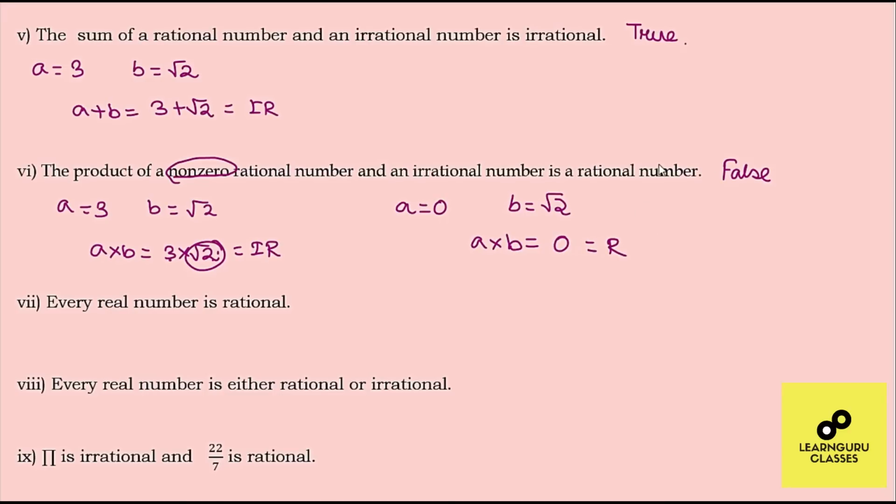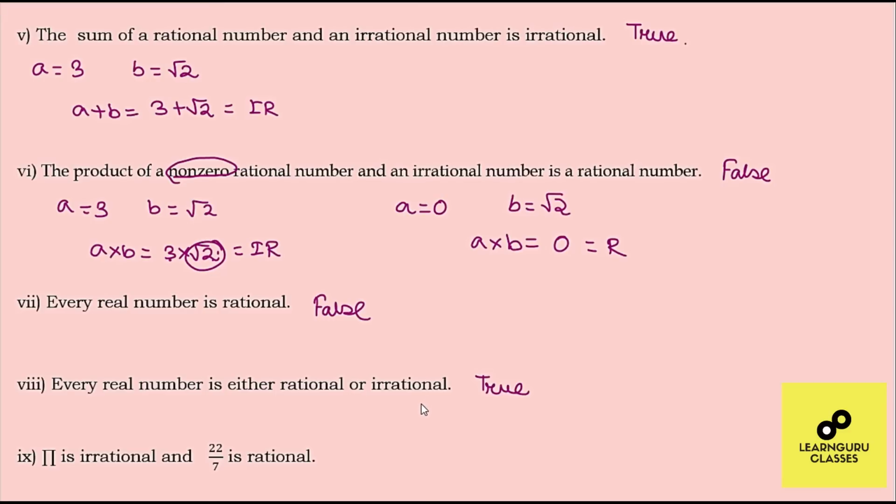Every real number is rational? No, because a real number is classified as a rational number as well as an irrational number. So every real number is rational is false. Every real number is either rational or irrational? Yes, it's true because real numbers are divided into both rational numbers as well as irrational numbers. So the statement is true.